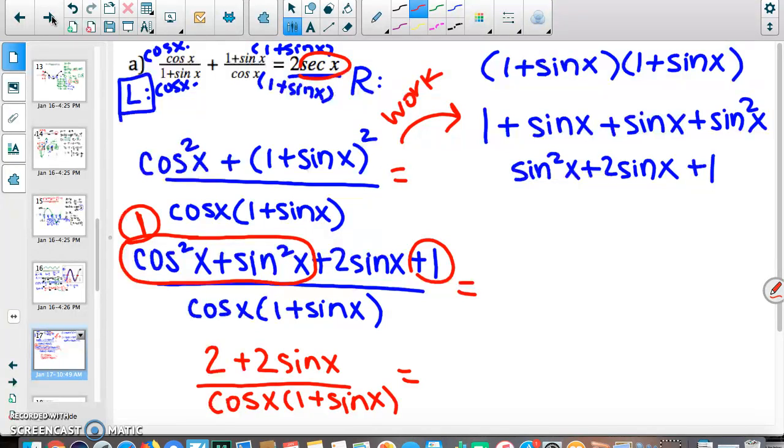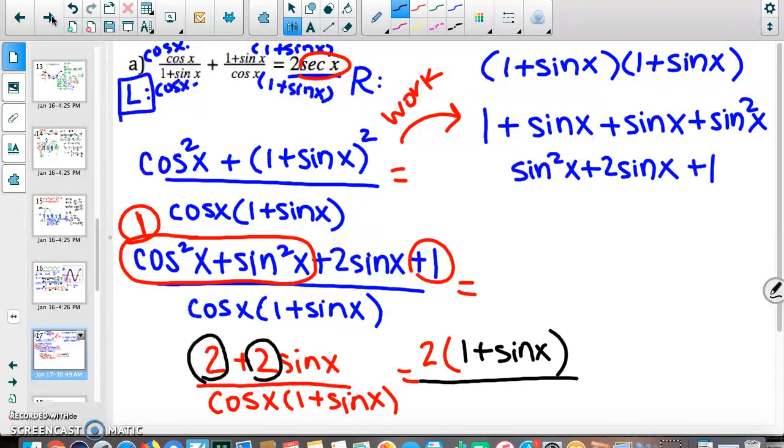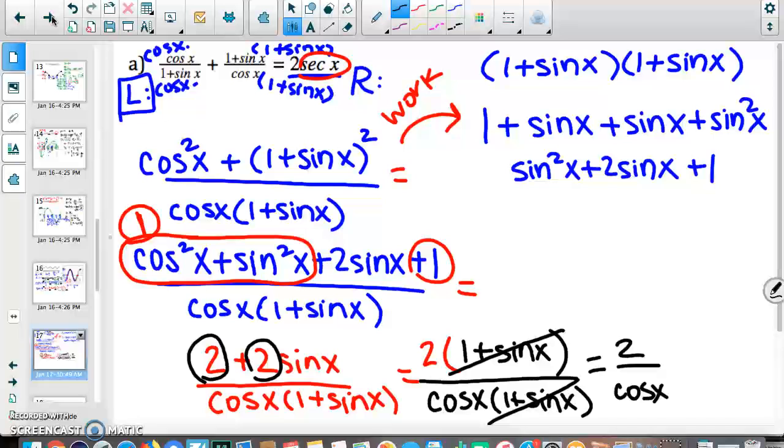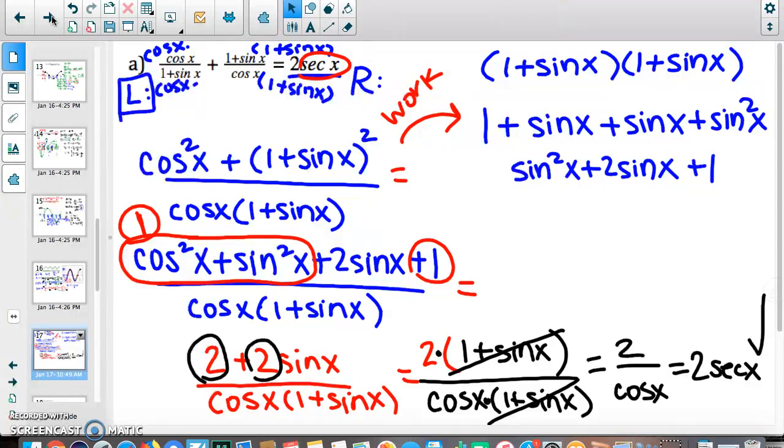So let's think, how am I going to cancel that out? Well, let's try to see if something factors out from the numerator. It sure does, right? The numerator has 2 and 2 sine. So I can factor out a 2, and I get 1 plus sine all over cosine times 1 plus sine, right? So this cancels, and I get 2 over cosine, aka 2 secant. Done. Remember, we need multiplication to cancel. Awesome.